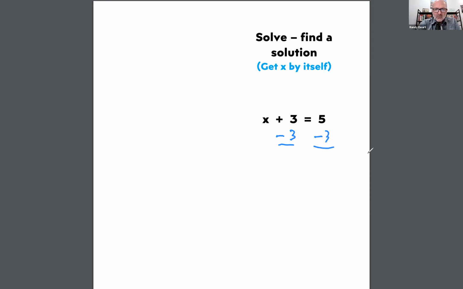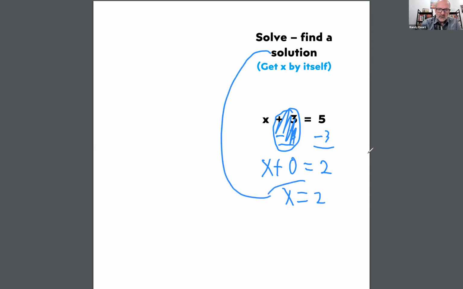And so now these 3's cancel. And what's left? X plus 0, those canceled, equals 5 minus 3 is 2. And then when you add 0, the 0 just goes away. And now the x is by itself. This is my solution. And I am done. Let's try a couple more examples.